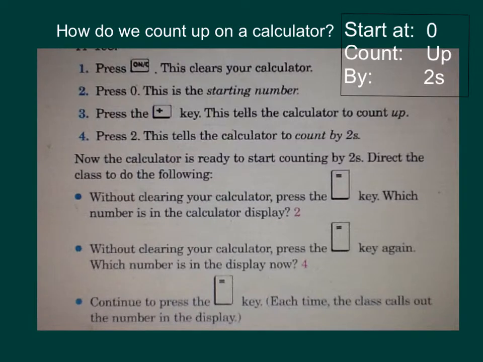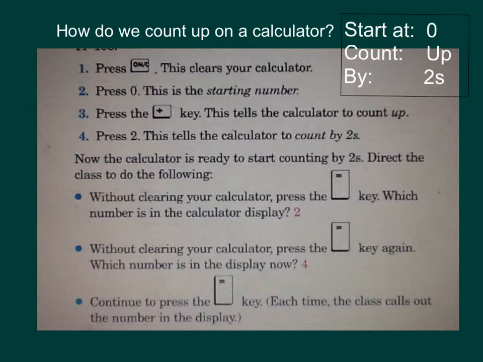Boys and girls, right now we are going to use our calculator to count up by twos. So we're going to take a look at this area right here to think about this learning. We're going to be starting at the number 0. We're going to count up, and we're going to count up by twos. So this is the information we'll need to use our calculator today.